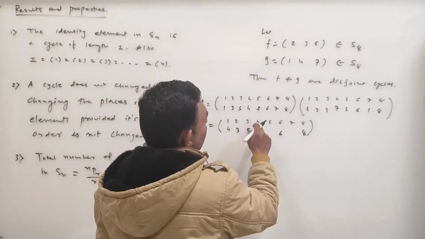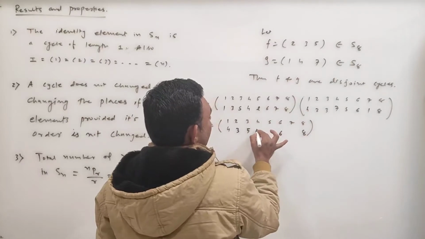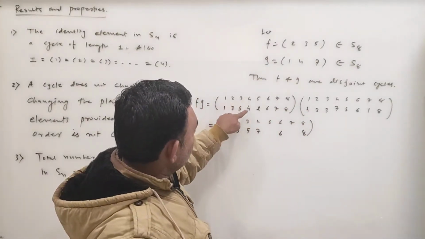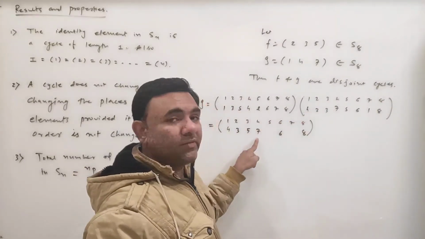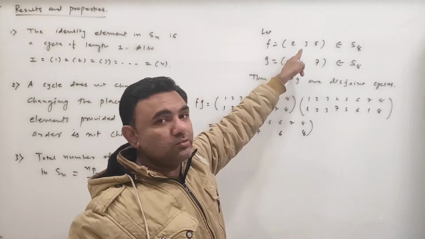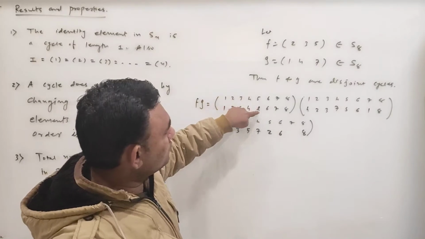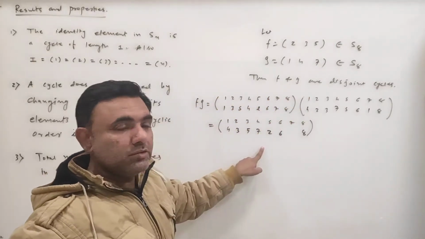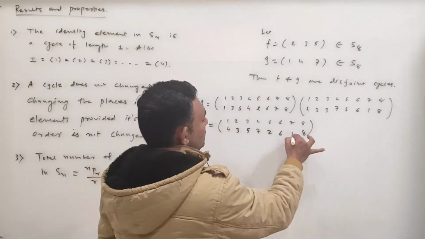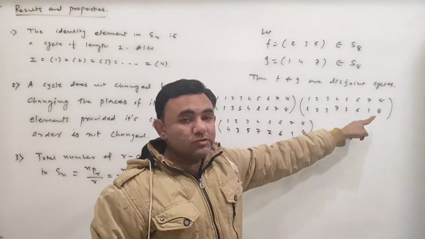Now 4, I want to find the image of 4. 4 is where? It is in G, so 4 goes to 7, so I will just write 4 goes to 7. And let us verify. 4 goes to 4 and 4 goes to 7, so 7. And what about 5? 5 is here only, so 5 goes to 2. And let us verify. 5 goes to 2 and 2 goes to 2. What about 7? 7 is here. 7 goes to 1, so 7 goes to 1. And verify. 7 goes to 7 and 7 goes to 1.